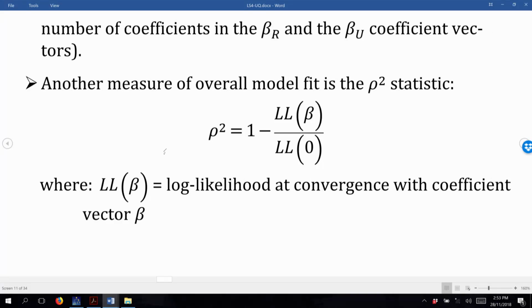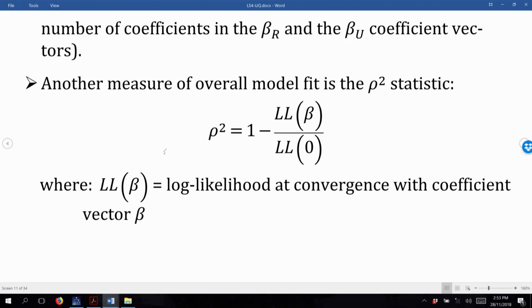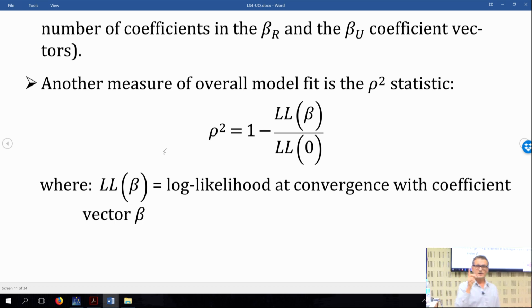So we have a pseudo R-square in these models that's computed, and we call it rho squared. We don't call it an R squared because it's not exactly the same as an R squared. But rho squared is equal to 1 minus the ratio of the log likelihood of the model with all of our parameters in it, divided by the log likelihood of the model with no parameters in it, except for the intercept, so beta naught. So that's what rho squared is.